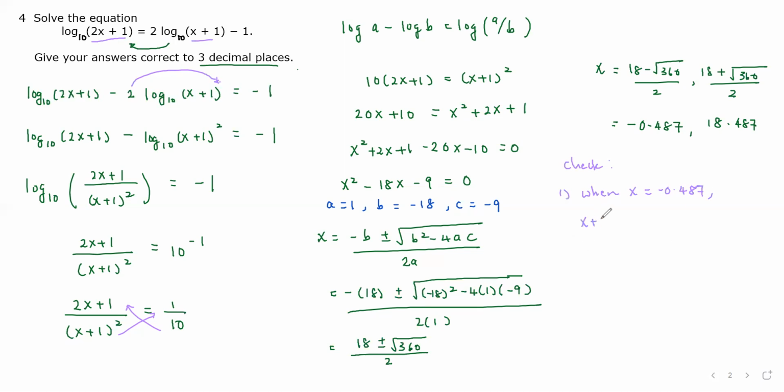So the first case, when x is negative 0.487, x plus 1 is greater than 0. That is fine. Then check 2x plus 1. 2x plus 1 is just negative 0.9 at the maximum, so this is also greater than 0. Then this answer is valid. The second case, when x is 18.487, clearly x plus 1 is positive and 2x plus 1 is positive. So this answer is valid as well.